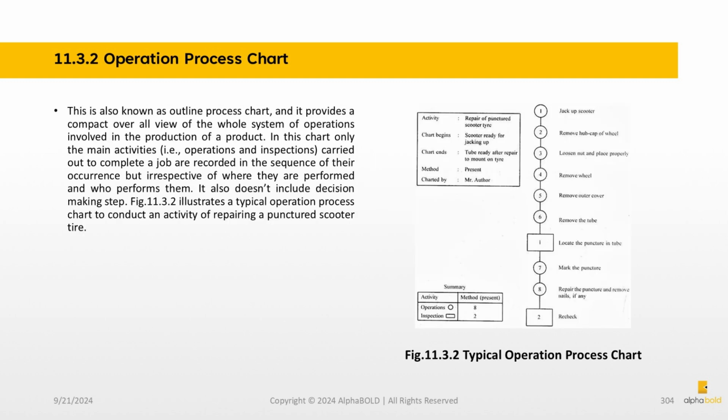This is also known as outline process chart, and it provides a compact, overall view of the whole system of operations involved in the production of a product. In this chart, only the main activities, i.e., operations and inspections, carried out to complete a job are recorded in the sequence of their occurrence, but irrespective of where they are performed and who performs them. It also doesn't include decision-making step. The figure illustrates a typical operation process chart to conduct an activity of repairing a punctured scooter tire.